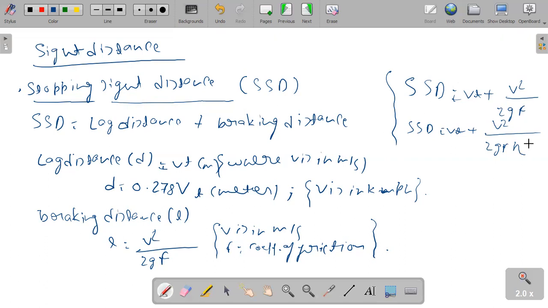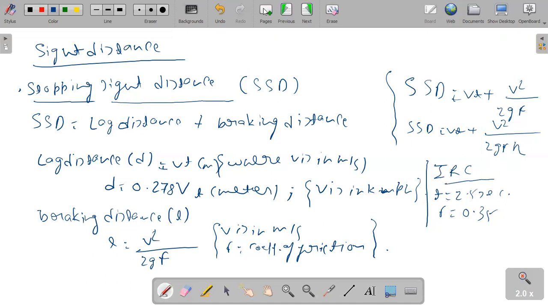And guys, one more thing, in SSD, IRC recommends t is equal to 2.5 seconds, and f, the coefficient of friction, is equal to 0.35. This is recommended by IRC for SSD.